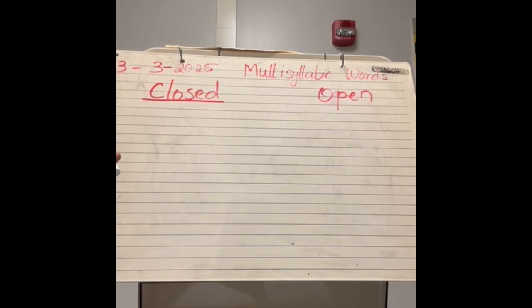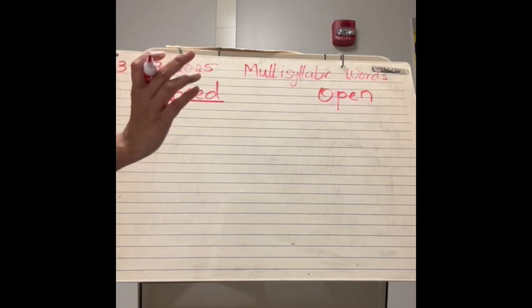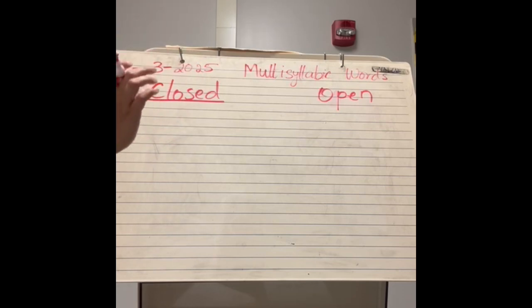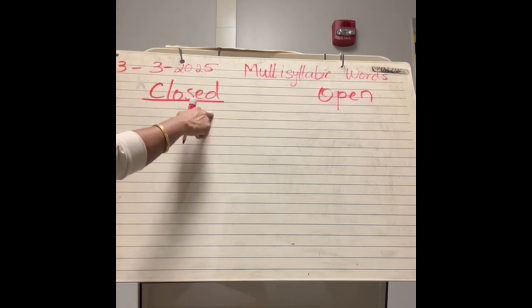So once again, before we learn the closed syllable, what is a syllable? It's a part of the word which has what sound? At least, yes, at least one vowel sound. One part of the word which has at least one vowel sound is called a syllable. So now let's see what a closed syllable would mean.